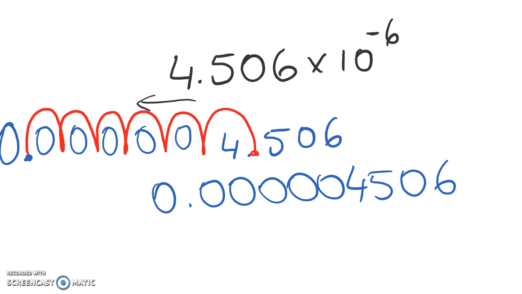0.000004506. And that's just a reminder of how nice it is to write in scientific notation instead of writing something like this, which is a little bit messy and confusing and easy to miss a zero.